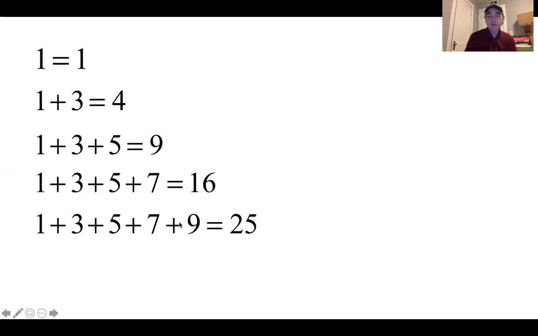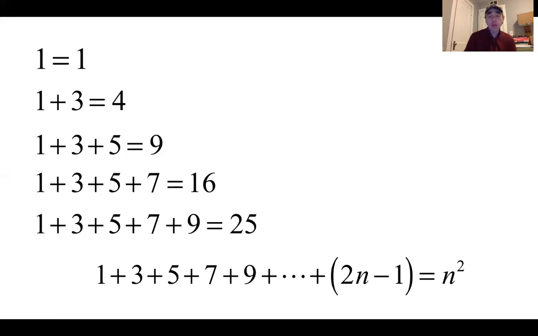So adding the first 5 odd numbers seems to give us 5 squared. Adding up the first 4 odd numbers seems to give us 16. Adding up the first 3 odd numbers seems to give us 9. So you sort of see how this process is going to work. Let's generate a rule for it. So here we go. The first n odd numbers.